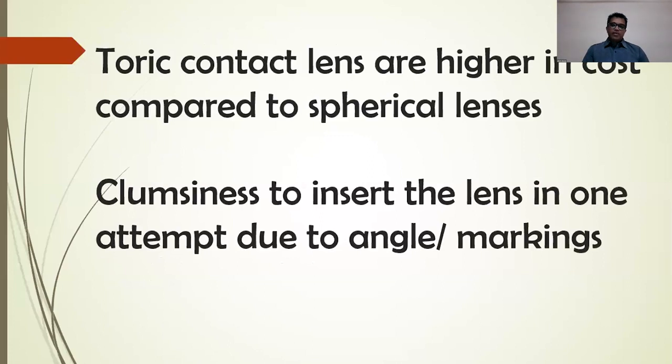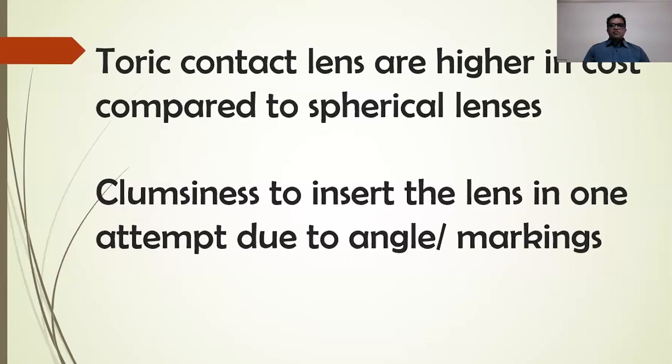A very common thing that people find is that toric contact lenses are higher in cost compared to spherical. Even in a city like Mumbai, this is one of the primary reasons we have found why practitioners themselves don't prescribe a toric lens compared to a spherical lens, purely in terms of cost. People say, okay, I have a spherical lens which costs XYZ, and a toric lens is going to cost more. Because it is going to cost more, I don't want to get into it.